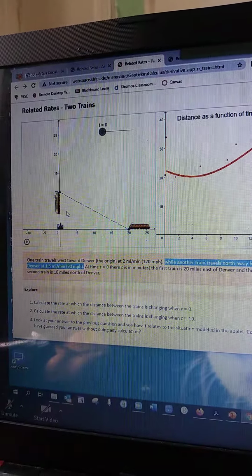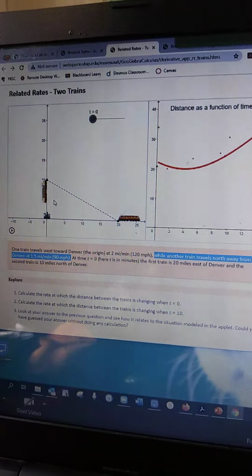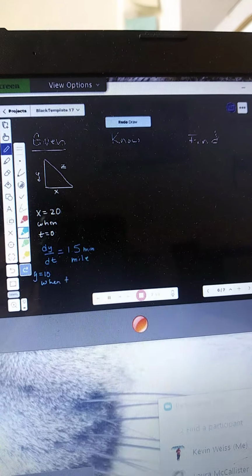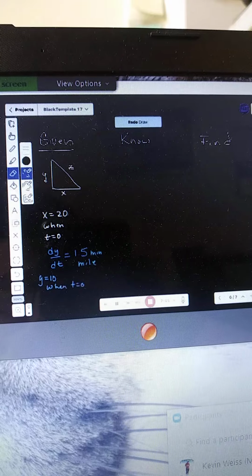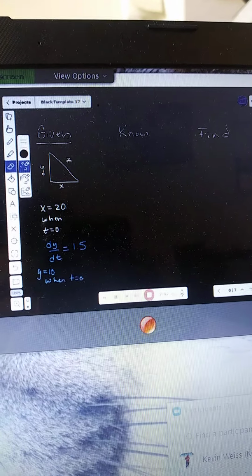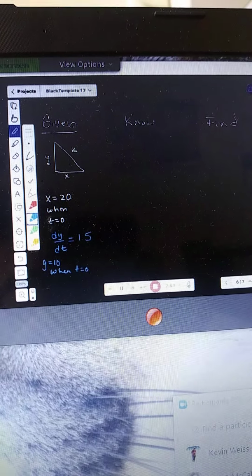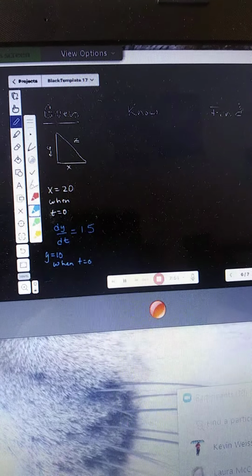Miles per... Thank you, Magnus. It is 1.5 minutes per mile.